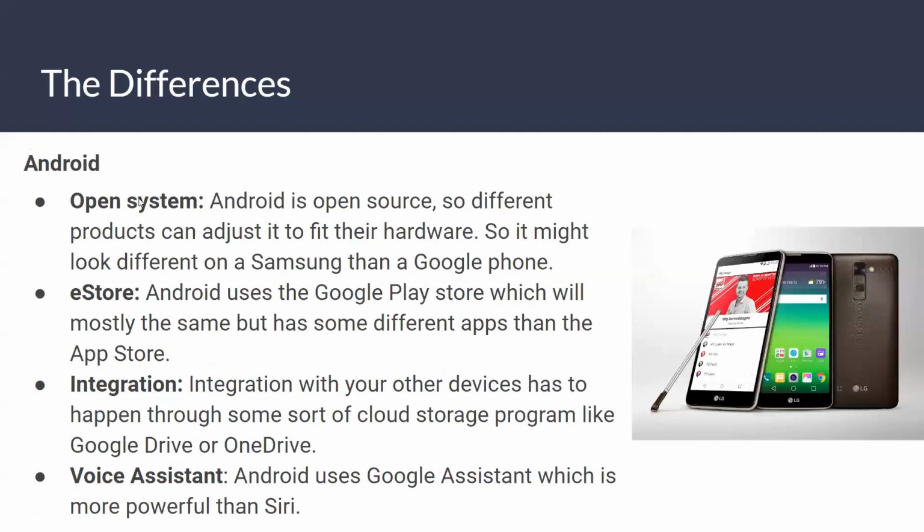Okay. Android is an open system. Android is open source, so different products could adjust it to fit their hardware. So it might look different on Samsung than a Google phone. Store: Android uses the Google Play Store, which is mostly the same but has different apps than the Apple Store.